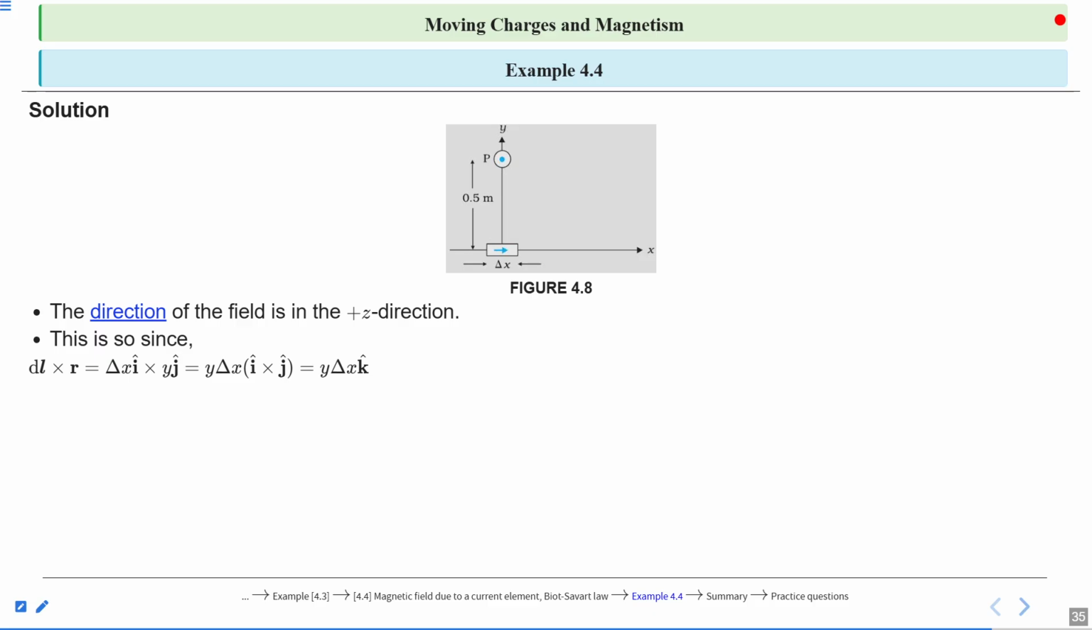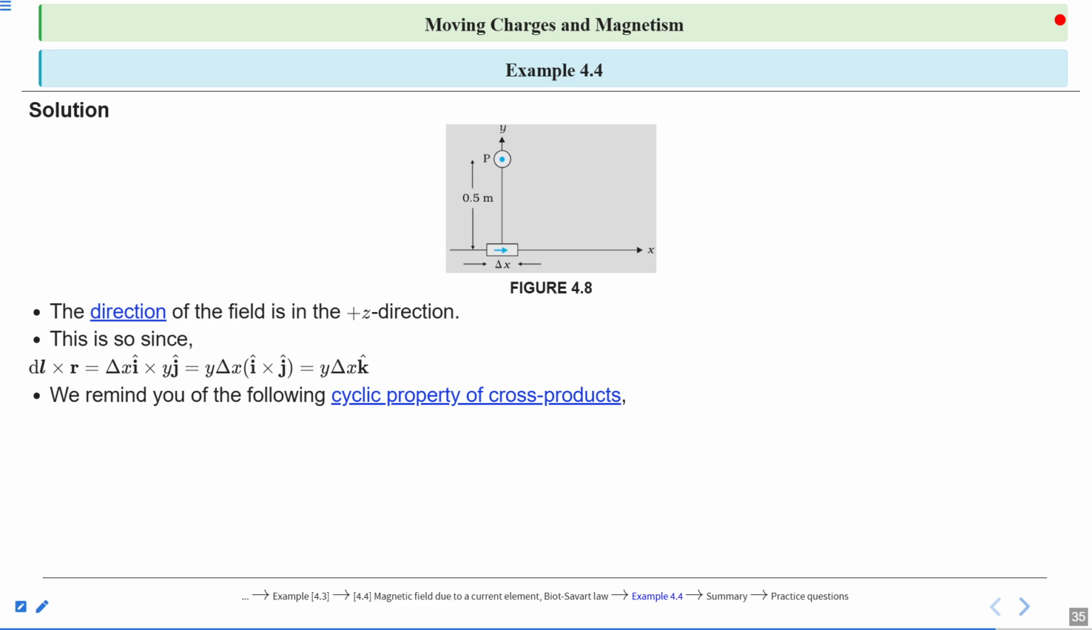So dl cross r: dl is in i cap, r is directed towards j cap. So delta x i cap into y j cap equals y delta x i cross j. What is i cross j? k cap. So y delta x k cap. So its direction is the positive z axis.